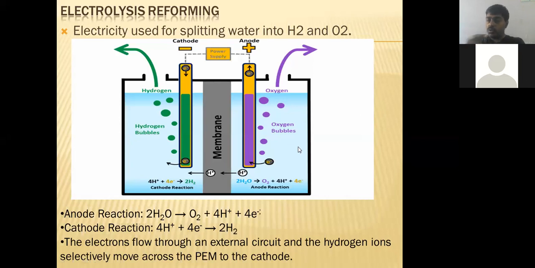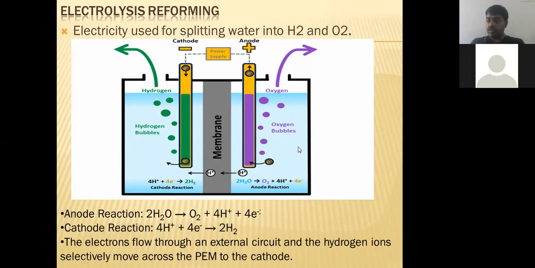Now, when it moves to the cathode, what is happening? By the time the H plus ions are moving to the cathode, the electrons liberated from the anode, moving through the external circuit, come to the cathode here. Now at the cathode, what are we identifying? 4H plus ions. At the same time, 4 electrons coming from the external circuit. Now both are mixing here, and automatically it forms hydrogen, H2.